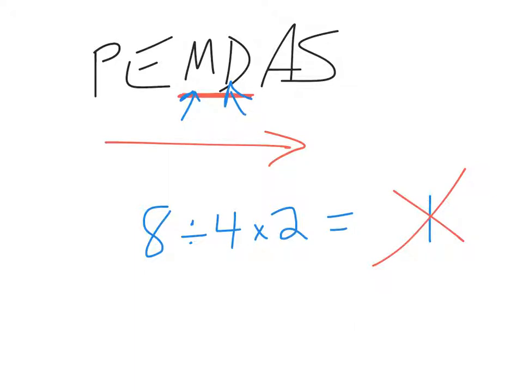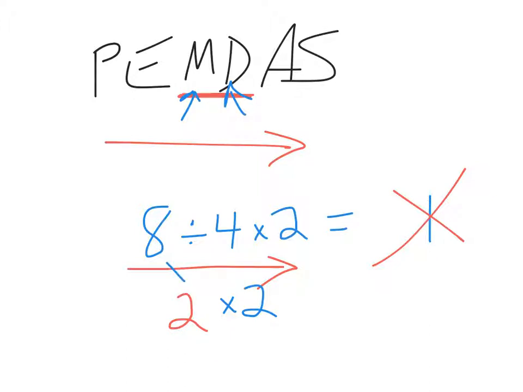In this case, what we're going to do is read that from left to right, when all we're looking at is multiplication and division. So in this case, 8 divided by 4 comes first. When we take 8 divided by 4, we know that that's 2. And then we take that answer and multiply it by 2, the last one that's left over there.